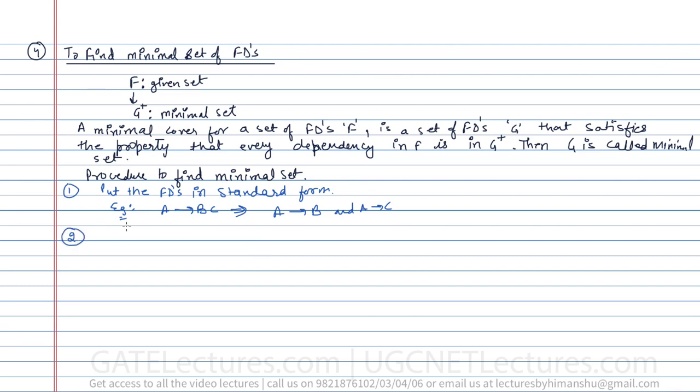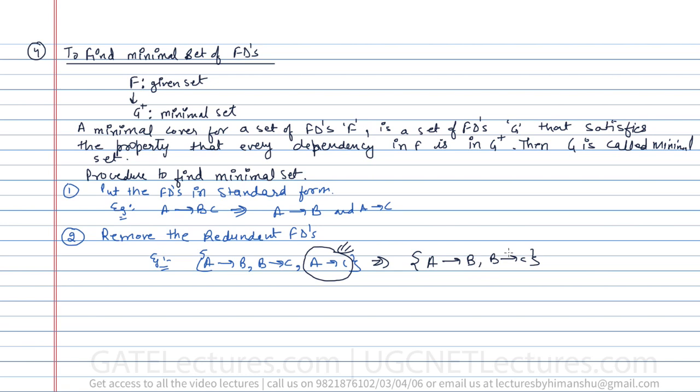The second step is remove the redundant functional dependencies. Like if you have the functional dependencies A determines B, B determines C, and A determines C, then in this complete set, A determines C is redundant. Why? Because it is already transitive. We already know that A determines B and B determines C, so obviously A can determine C. There's no point of writing this functional dependency, so we can just remove it because it is redundant.